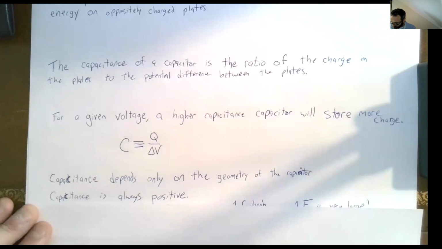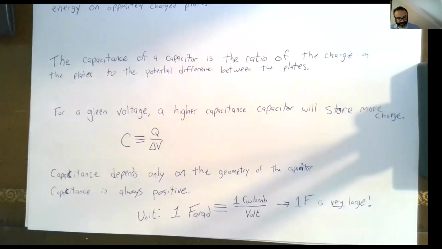So capacitance is always positive, and let's also mention the unit of capacitance is the farad. And 1 farad is defined as 1 coulomb per volt. So a capacitor that, if you put 1 volt of potential difference across it, you end up with a coulomb of charge, that would be a 1 farad capacitor.